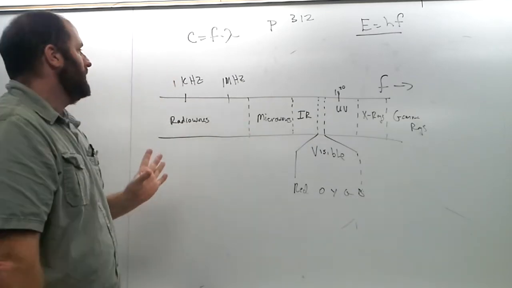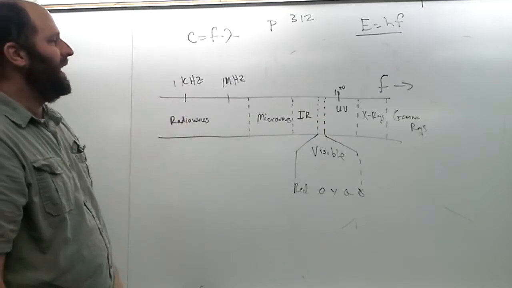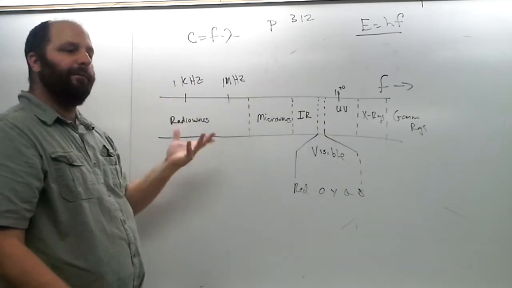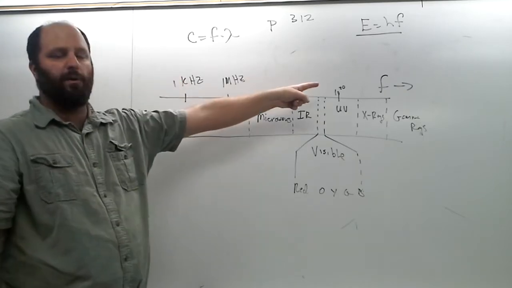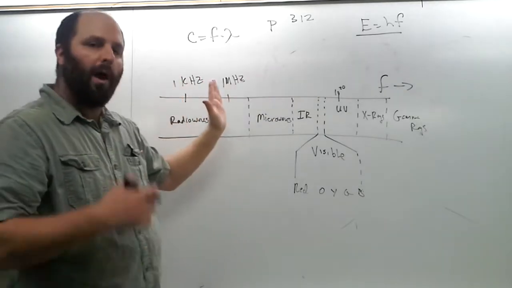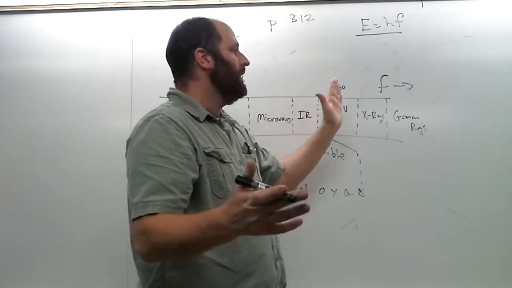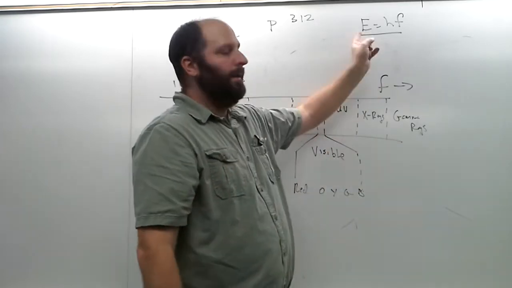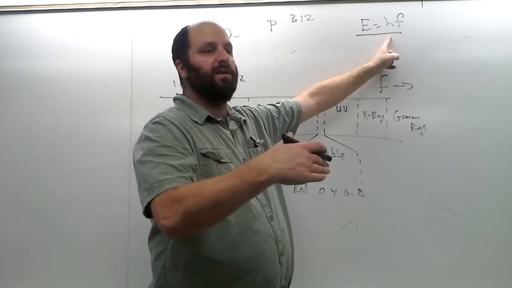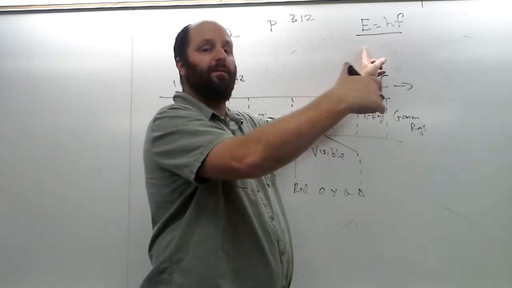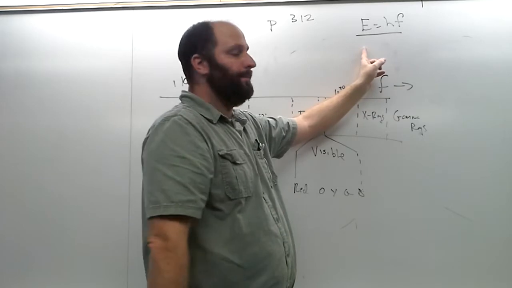So first of all, let's talk about this classification. On the top are the different frequencies. The lowest frequencies are on the left, the highest frequencies are on the right. So as we move to the right, frequency is increasing. Now it's important to note that energy depends on frequency. So if the frequency is increasing, so is the energy per photon.